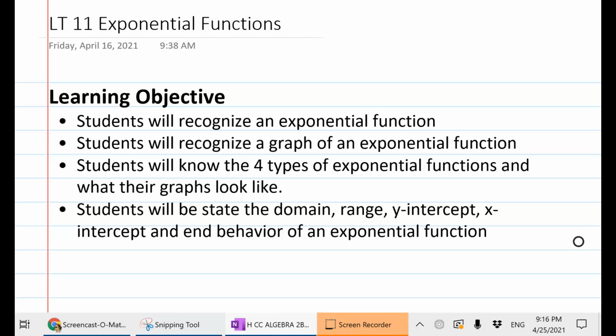Hello everyone. Alright, so today's lesson is on learning target 11, exponential functions.